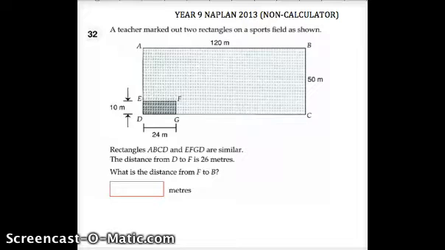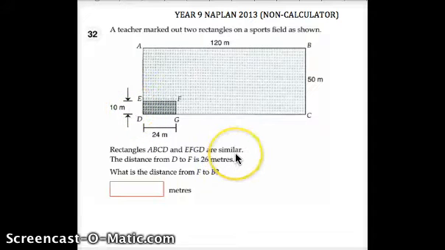Now, question 32 of the 2013 non-calculator paper. A teacher marked out 2 rectangles on a sports field as shown. Now we can see this first rectangle, the large one, A, B, C, D, has length 120 and width 50. And this triangle E, F, G, D, we can see its width or height, whatever, is 10.